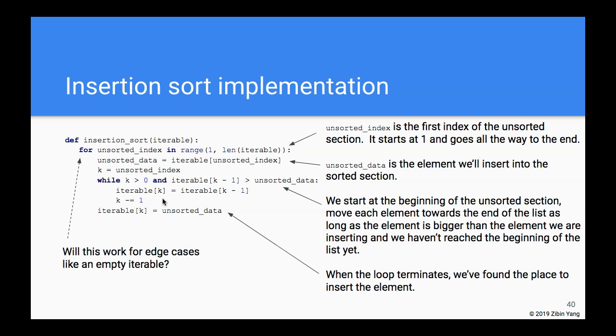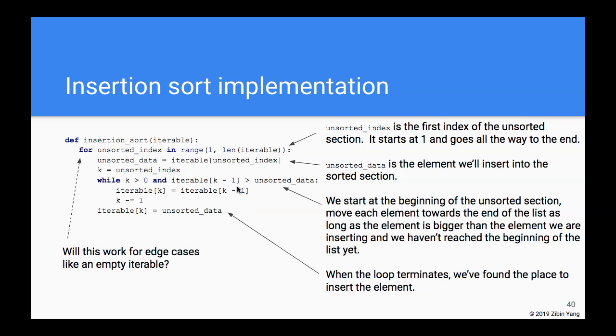And then we just repeat the process until we get out of it. And when we get out of it, k is going to hold the position that we're going to put the first piece of unsorted data into. And that's when we do the assignment.